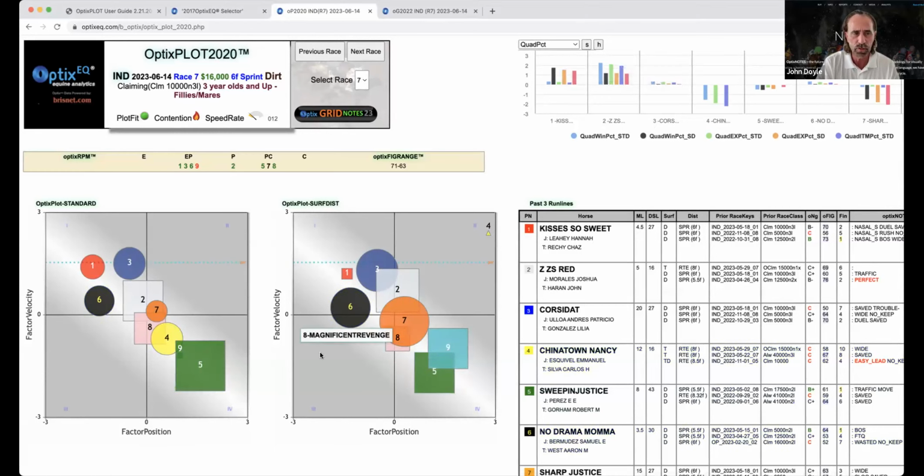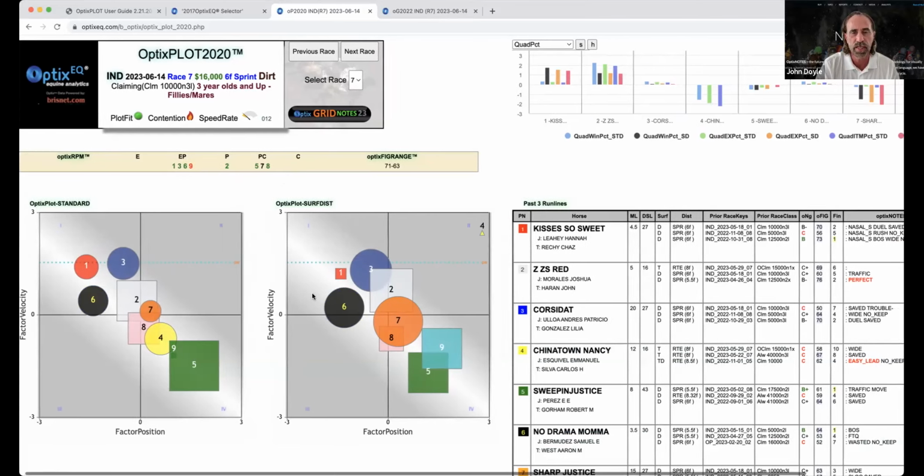So you can see that there are 4 horses bunched up here on EP. The 2 sits alone as a pure presser, and then you have the presser closers, the 5, 7, and 8. So when you look at this, you would say, gee, it looks like the 1 has an advantage over the other 2 EP type horses. You'd probably be right to say that.